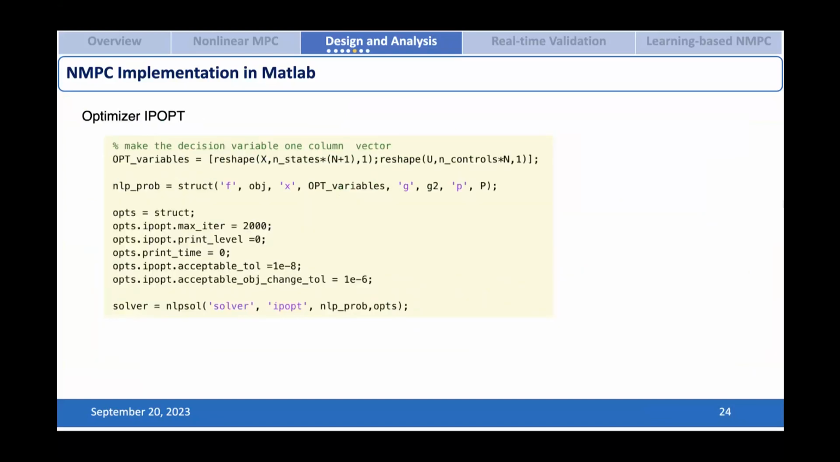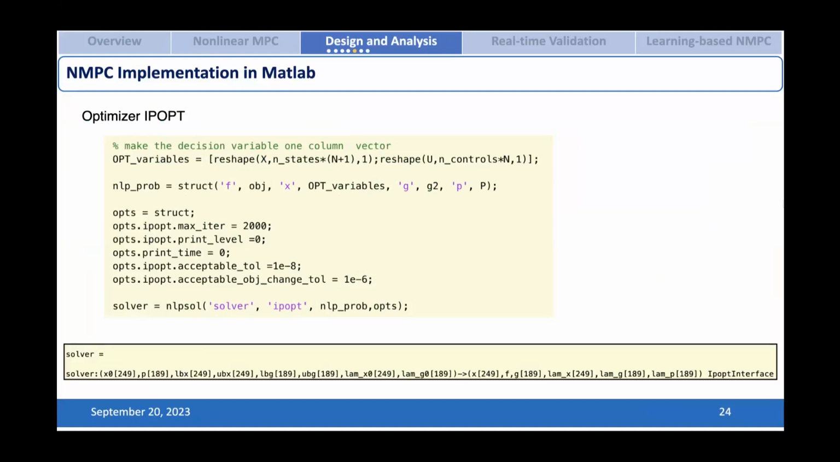After that, we start building the optimizer. With the optimizer, we have the decision variables. We have x and u as decision variables since we are using multiple shooting. And here we have the nonlinear control problem. We have the objective function that we designed before, the decision variables, the equality and inequality constraints, and also the reference values and initial condition. And then we define all the options for the controller, and we select IPOPT as the optimizer of the system.